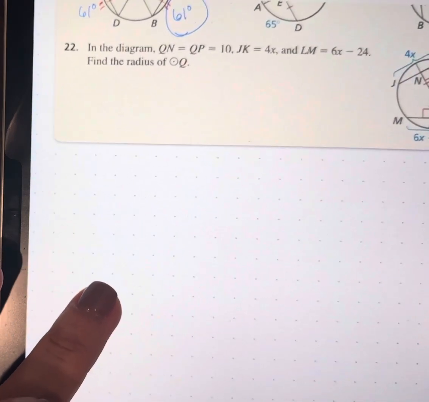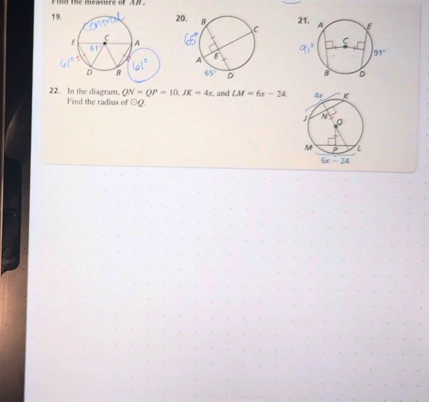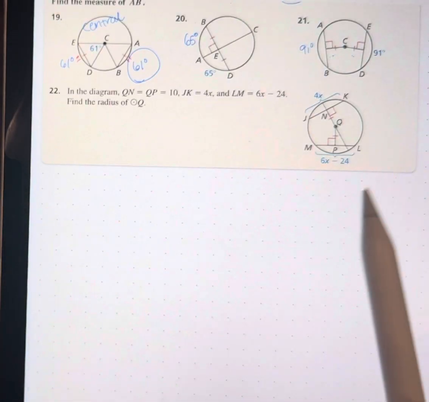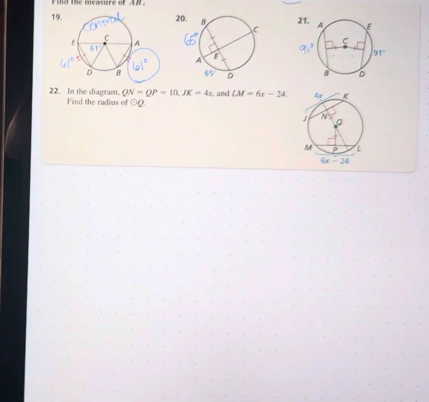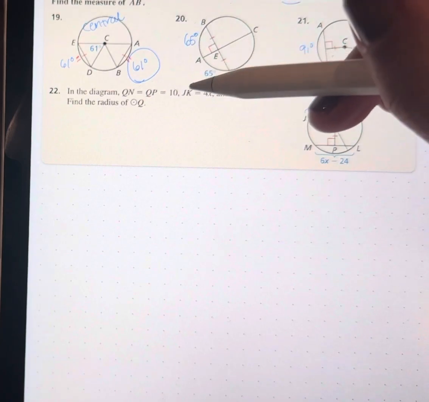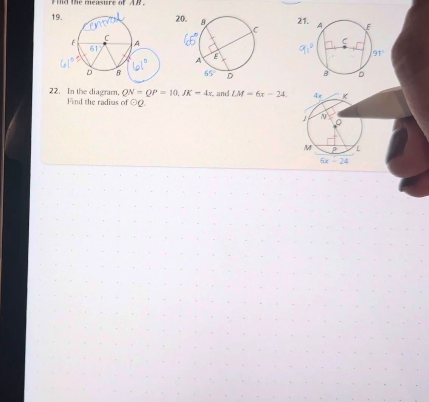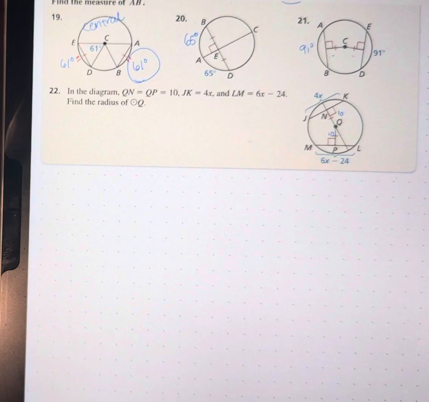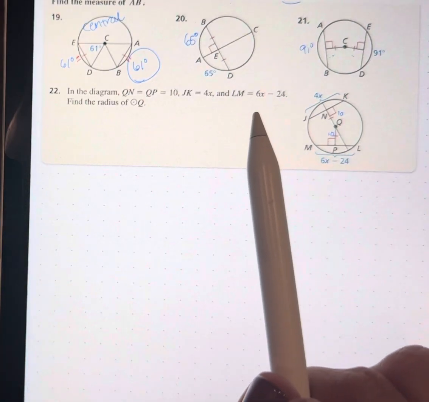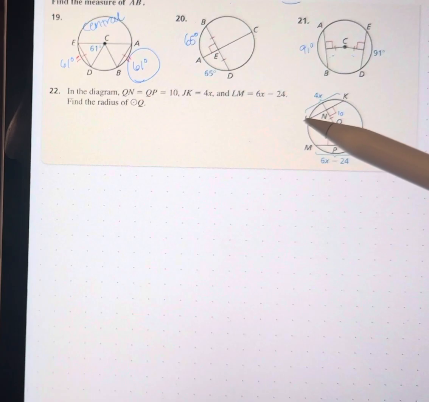Okay, here comes this question. It's a big question, guys. Make sure you know how to do this. So here we are told that QN is congruent to QP. So here's QN right here. It's congruent to QP right here. And they are both 10. So what they're essentially telling us is that this chord JK and this chord ML are the same distance away from the center, which means that they are congruent.